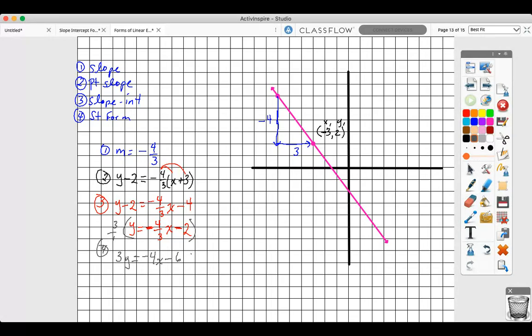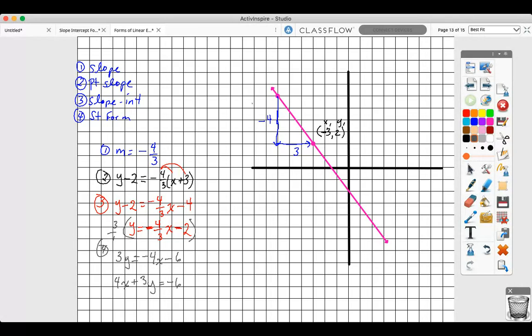Okay. We're not done yet because we have to get everything. We have to write it in proper standard form. So we add 4x to both sides. So we end up with 4x plus 3y equals -6.